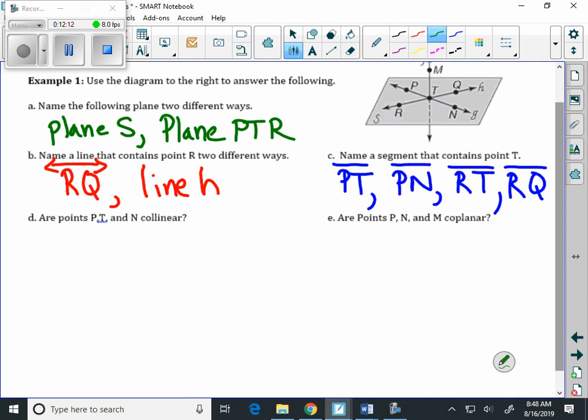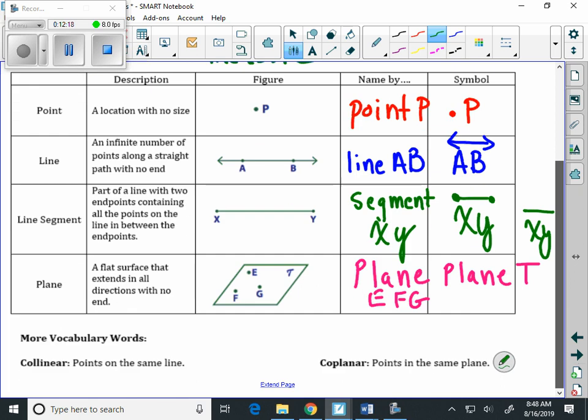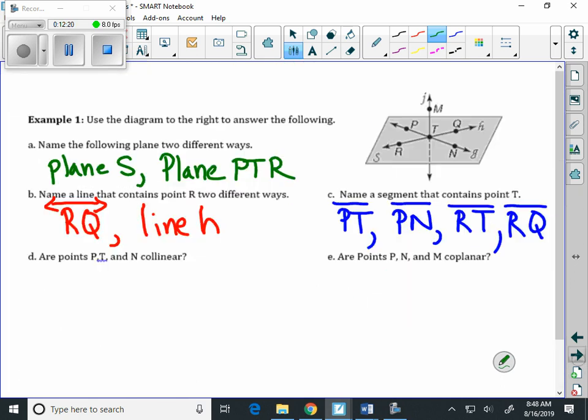Are the points P, T, and N collinear? Well, if you look back up here at the definition, collinear, points on the same line. So are P, T, and N collinear? Yes. They're all on line G. Are points P, N, and M collinear? Well, M isn't even inside the plane, so no.